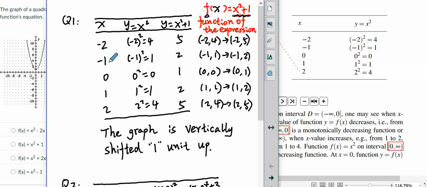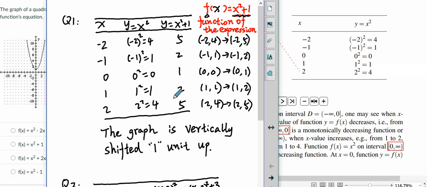X is -1, -1 squared is 1, like here, we get 1. Then we add 1 here, you see. Now each value we add 1. So from here you add 1, you have a 2. From 4 here you add 1, you have 5. Similarly, when x is 0, you have 0 squared is 0. But if you add 1 here, it's going to be 1. So here 0, 1.